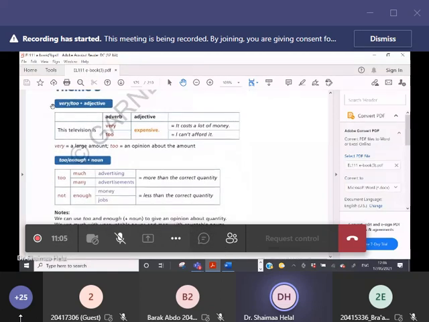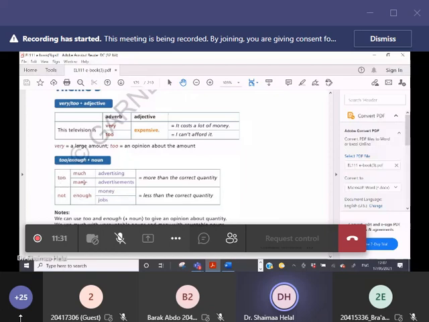We are using very and too plus an adjective, because expensive is an adjective. Okay. The second rule is related to using too or enough plus noun. So here you can notice we have a noun: jobs, a plural noun; money; advertisements, advertising. In all cases we are using a noun. Now you will understand the difference between using too and enough.